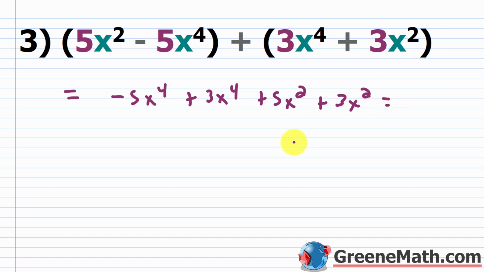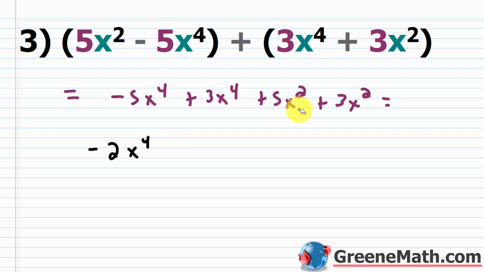So again, we're just going to combine like terms. So this guy and this guy, those are like terms. And again, I'm just looking at the coefficient. So what's the coefficient here? Negative 5. What's the coefficient here? It's 3. Negative 5 plus 3 is negative 2. So negative 2, and then the x to the 4th power just comes along for the ride.